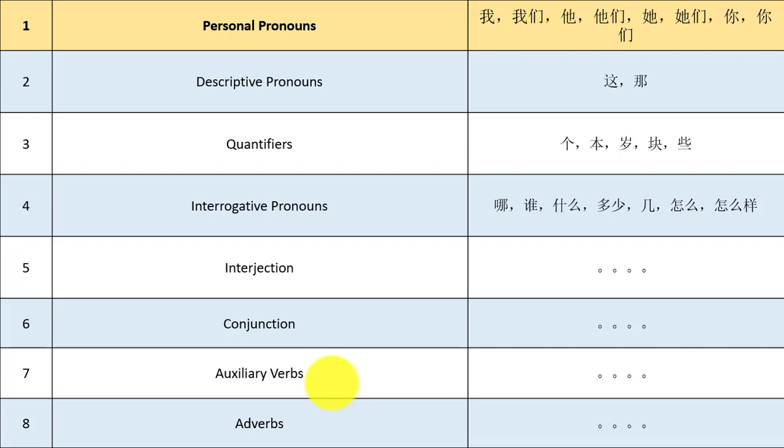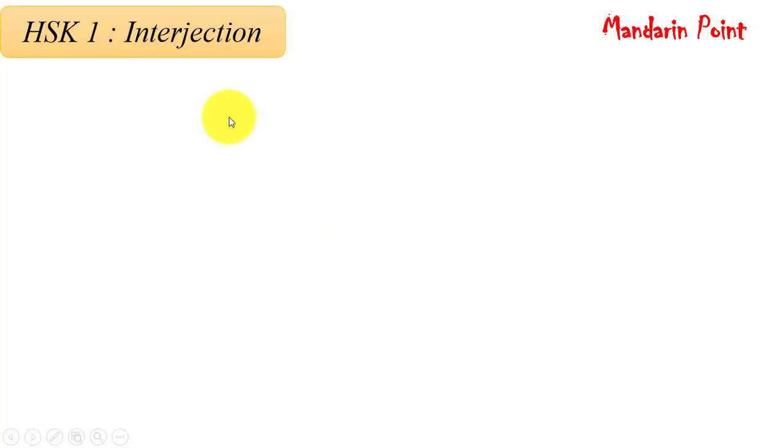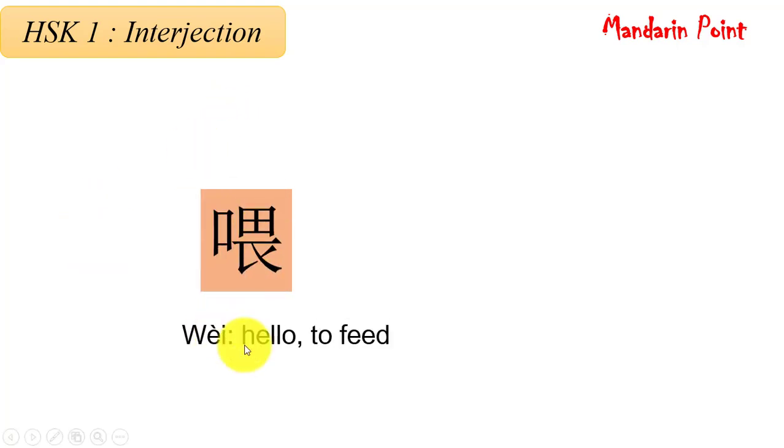Let's start with interjection. An interjection is basically a word or phrase that is grammatically independent from the words around it and mainly expresses feeling rather than meaning. For example, here we have wei. Usually when Chinese people attend their phone call, they say wei ni hao. So it's that wei, and it has two meanings, hello as well as to feed.